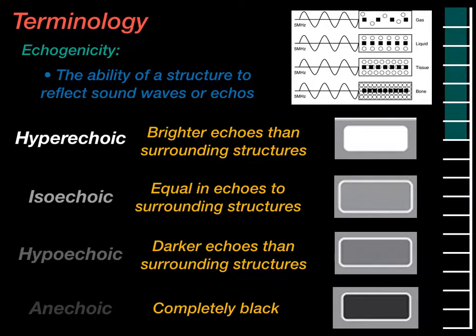Echogenicity is defined as the ability of a structure to reflect sound waves or echoes. As you can see on the upper right side of the screen, solid, liquid, tissue, or bone all have different echogenicities. A hyperechoic region is brighter echoes than the surrounding structure. Isoechoic is equal in echoes to the surrounding structures. Hypoechoic is darker than the surrounding structures, and then anechoic is completely black.